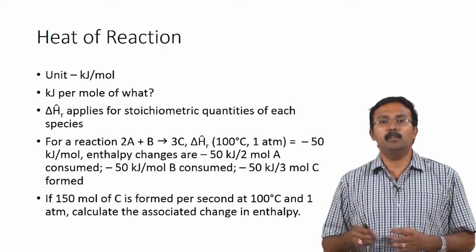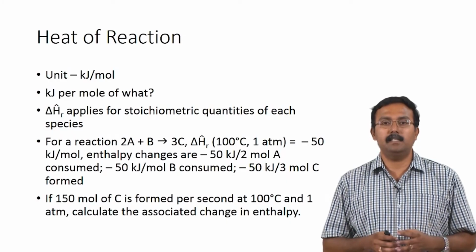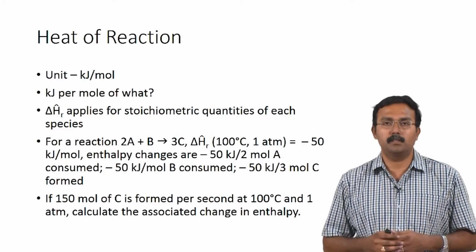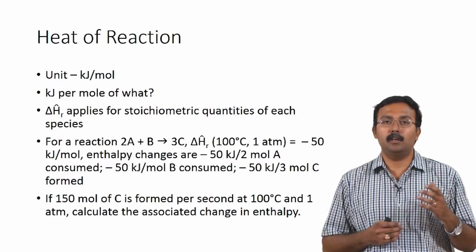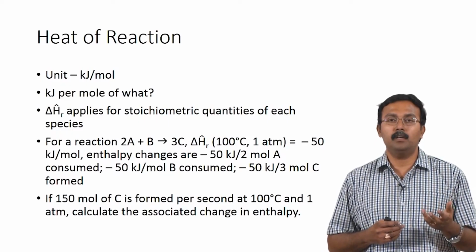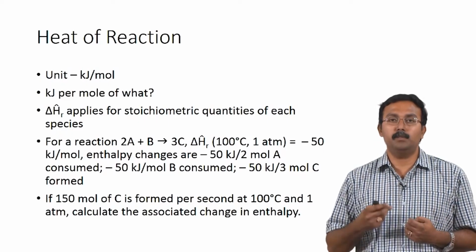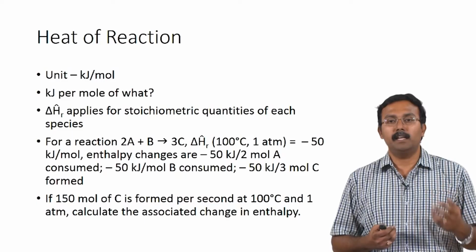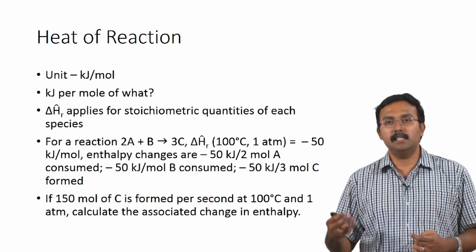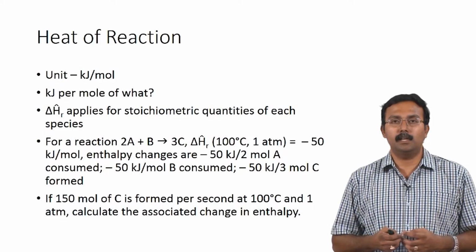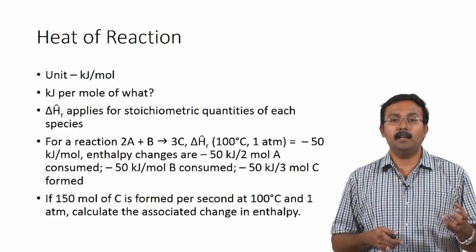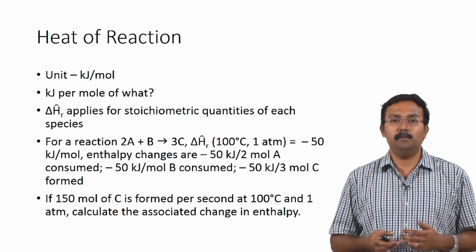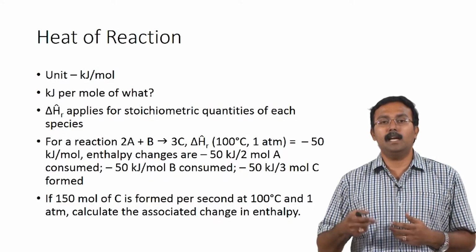If 150 moles of C is formed per second at 100 degrees Celsius and 1 atmosphere, can you calculate the associated change in enthalpy for this process? We know that minus 50 kilojoules is the change in enthalpy for 3 moles of C being formed, which means if 150 moles of C is formed, you would have minus 50 times 50 as the change in enthalpy for this process which we are looking at. However, if it were 150 moles of B which is consumed, then the change in enthalpy would actually be minus 50 kilojoules per mole times 150.